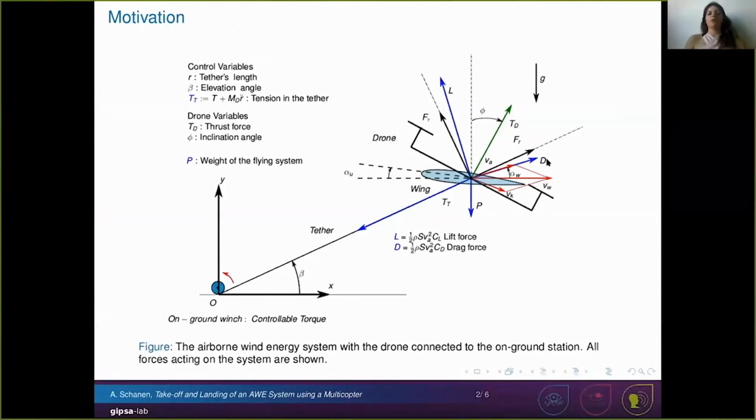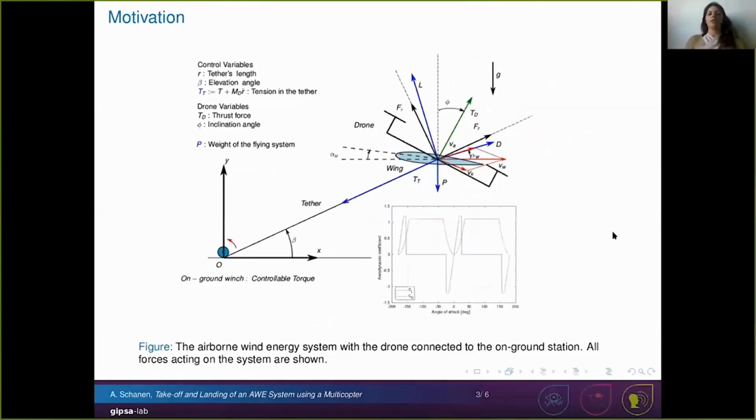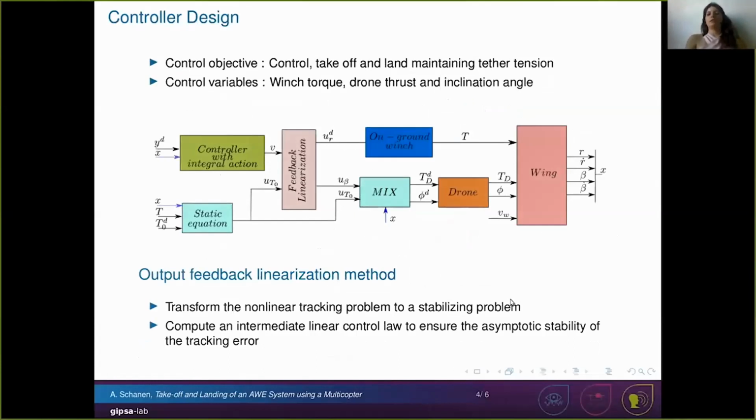Here is a scheme of the global system with the on-ground station, the tether, the wing, and the drone. The particularity is that we have the drone as an actuator, but we can also use the aerodynamic forces due to the wing. The objective is to design a controller to control takeoff and landing, maintaining the tether tension. To do that, we have 3 control variables: the winch torque, the drone thrust, and its inclination angle phi.